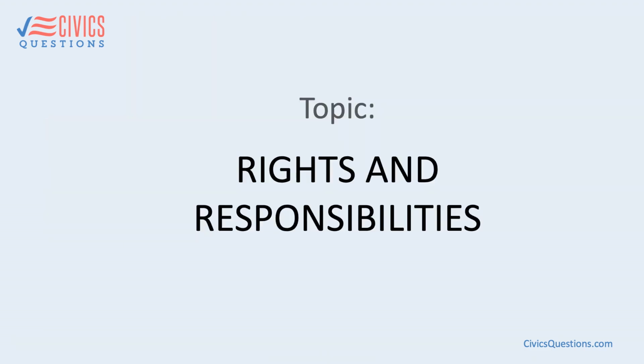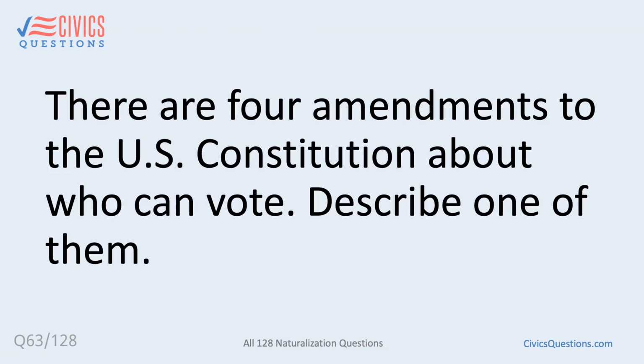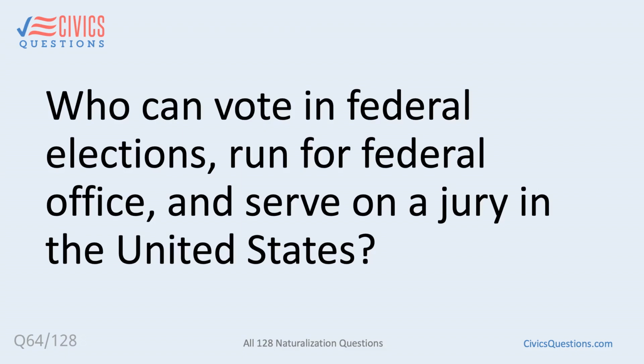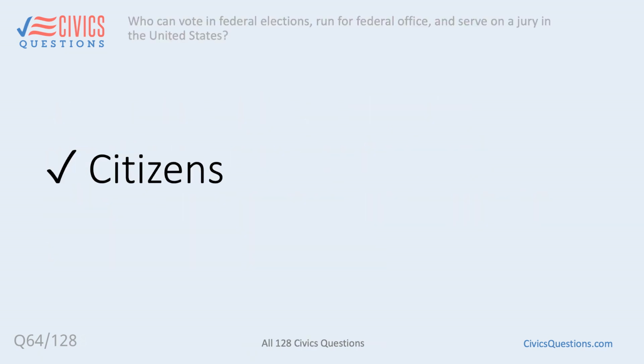Rights and responsibilities. There are 4 amendments to the U.S. Constitution about who can vote. Describe one of them. Any citizen can vote. Women and men can vote. Who can vote in federal elections, run for federal office, and serve on a jury in the United States? Citizens.